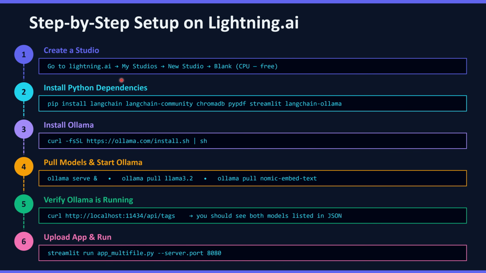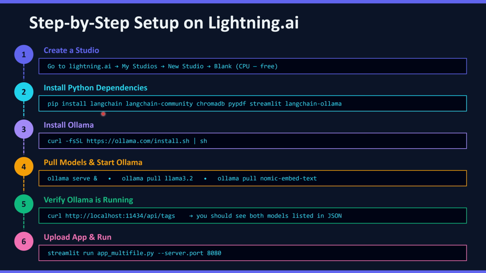Step by step setup on Lightning AI. Let us do the setup. I'm going to walk you through every step to get this running on Lightning AI from scratch. Step 1, creating a studio. Go to Lightning AI, sign in, go to My Studio, click on New Studio and select the blank CPU option. The CPU is a free tier. You don't need to select GPU for the setup and indexing, only for inferencing, and even that is optional.